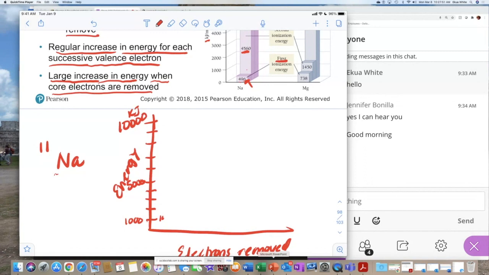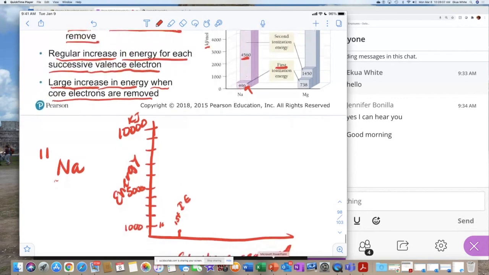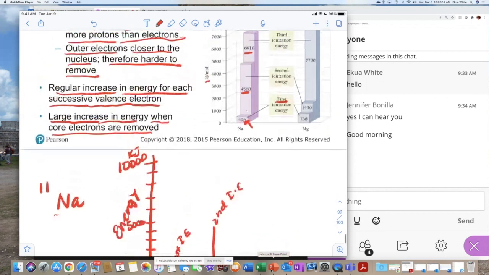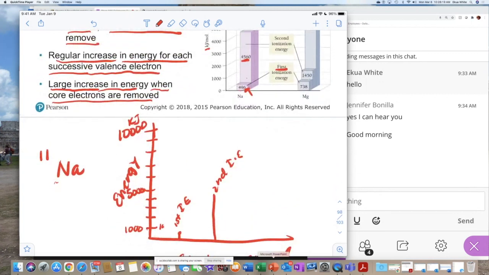Okay, so for sodium, my first ionization energy wasn't even at 1,000. Let's say it's like here. This is my first ionization energy. Second one got to 4,000, so I'll put it somewhere here. Second ionization energy. Third one got to about 7,000. So this is 5,000, 6,000, 7,000. Third one got to about this level right here.